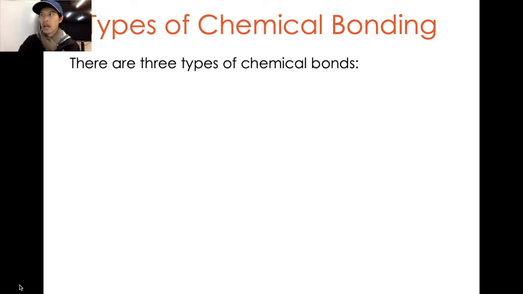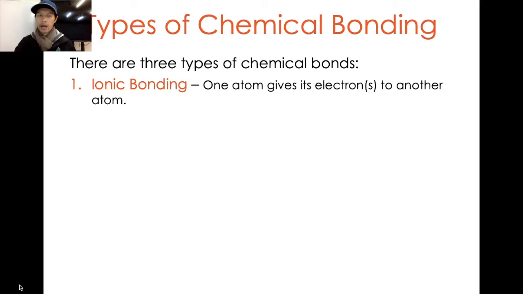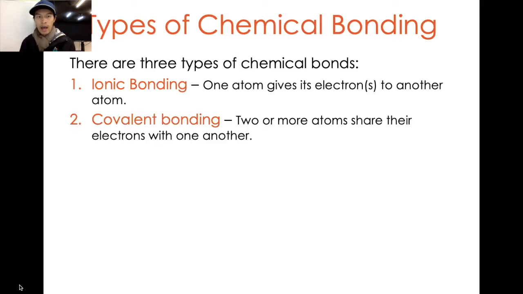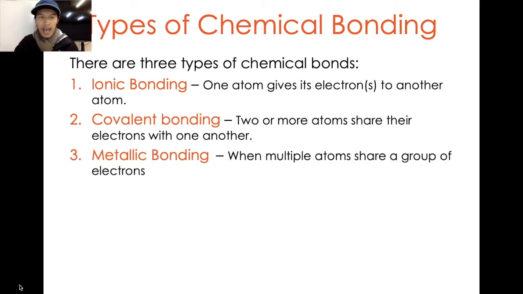Okay, so now the 3 main types of bonding, which are not particularly covered in the general science course, but in the advanced science course, are number 1, ionic bonding, where one atom will give its electron to another atom. Number 2, covalent bonding, where 2 or more atoms will share electrons with one another. And number 3, metallic bonding, when multiple atoms will share a large group of electrons, or a sea of electrons. All right? And that's where metals come from.